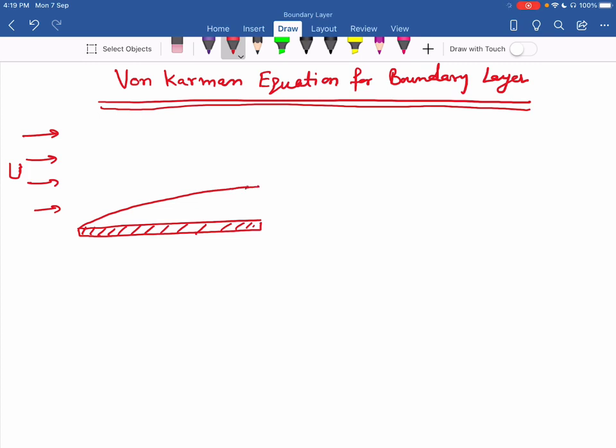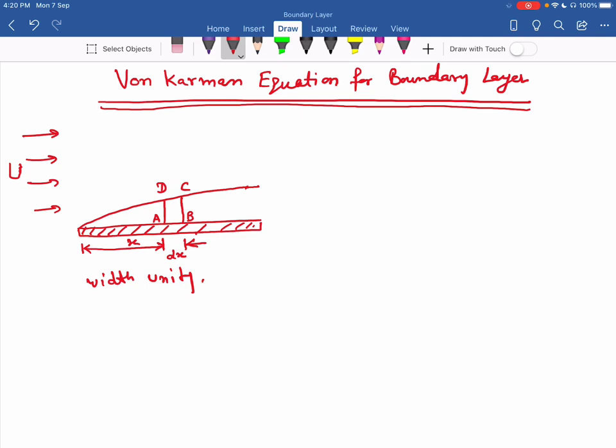Now this plate has, you can say, unit width in the plane perpendicular to the screen. From the leading edge, at distance x, I consider a small element within the boundary layer, that is A, B, C, and D. The thickness of this element is say dx.